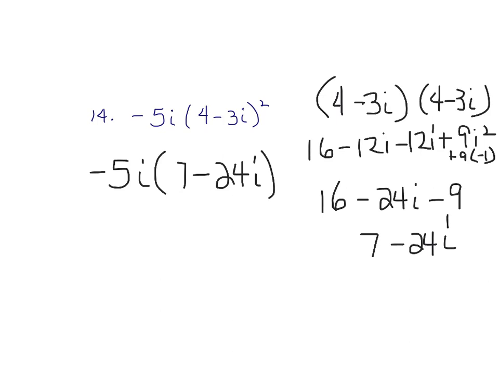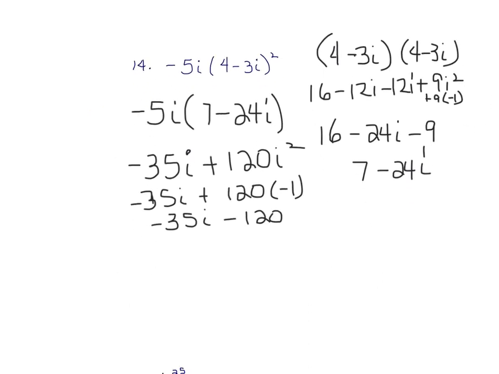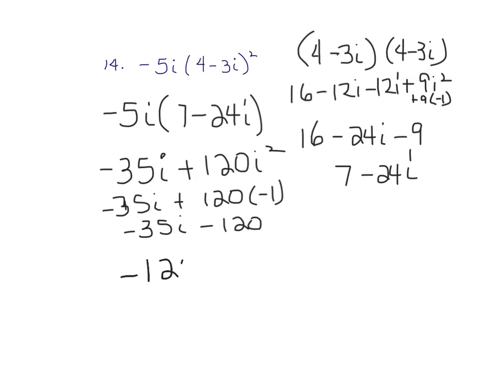So now I'm going to distribute. Negative 5i times 7 is negative 35i. Negative 5i times negative 24i gives me positive 120i squared. Again, i squared equals negative 1. I will multiply that, and I get negative 120. And now I'm going to write it in the correct form, the real, and then the imaginary.